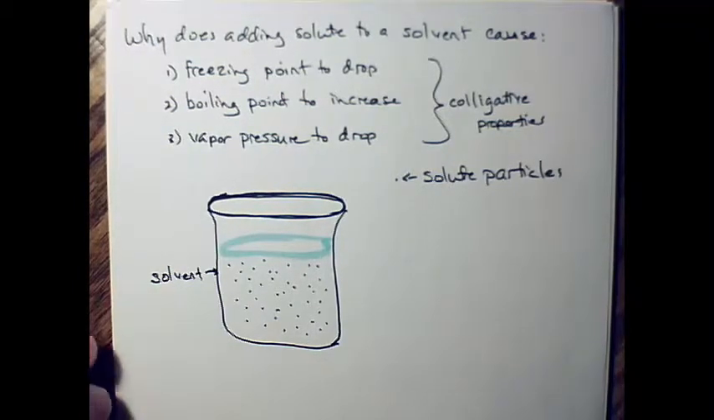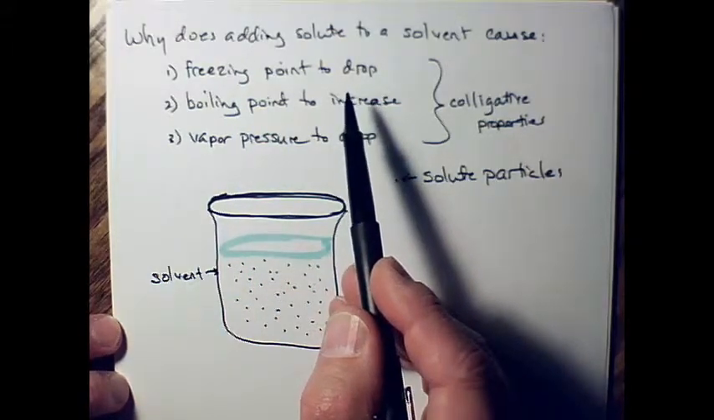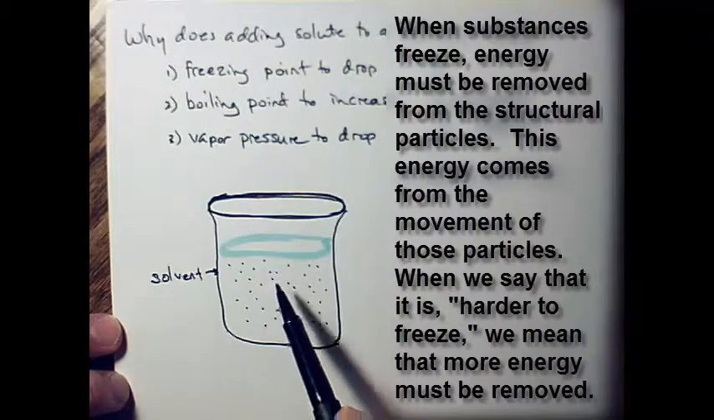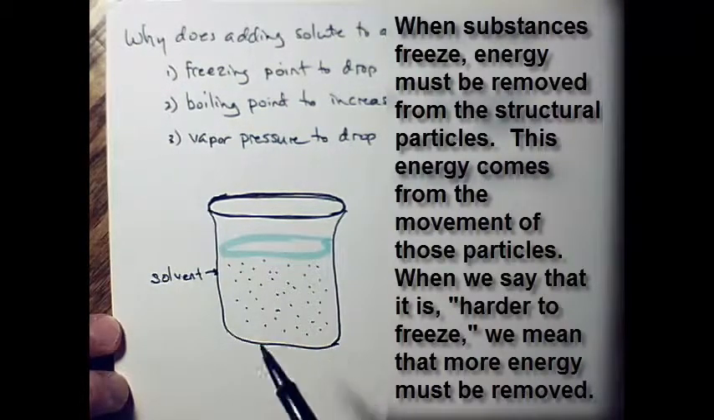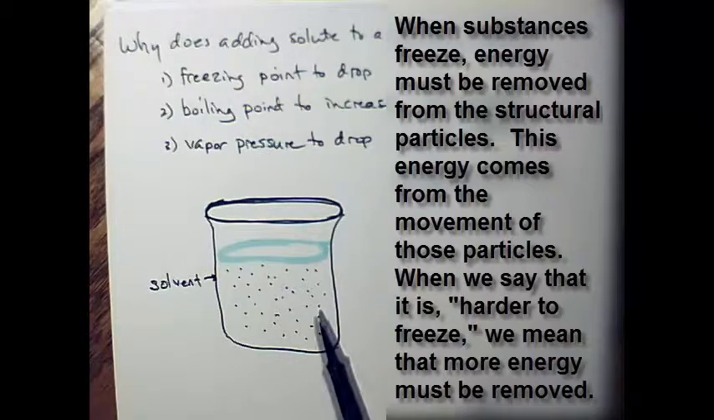All right? So if we're going to cause the freezing point to drop, then it must be harder to get it to freeze when we add these solute particles to the solvent. Why would that be? I have to get around them. That's the way to think about it.